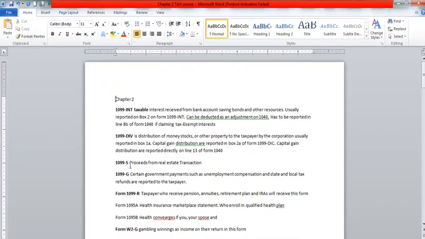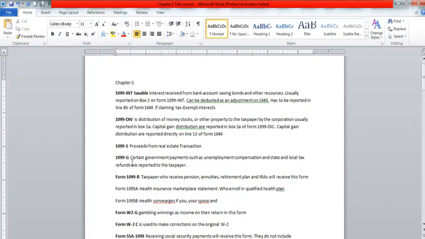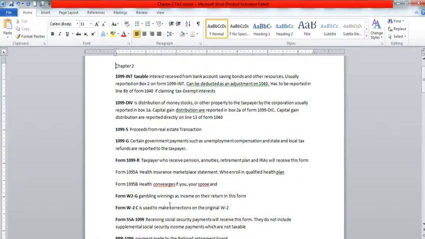This is 1099-S, proceeds from a real estate transaction. As you can see, a lot of different things you do is a different 1099, a different way you make money. 1099-G is certain government payments such as unemployment compensation and state and local tax refunds. 1099-R, a taxpayer who receives pension, annuities, retirement plan, IRAs. 1095-A, health insurance marketplace statement. 1095-B, health coverage if you or your spouse have it. W-2G is for gambling winnings as income and other returns in its forms.